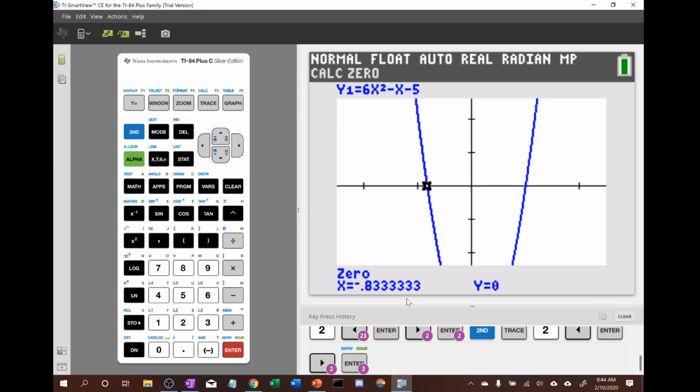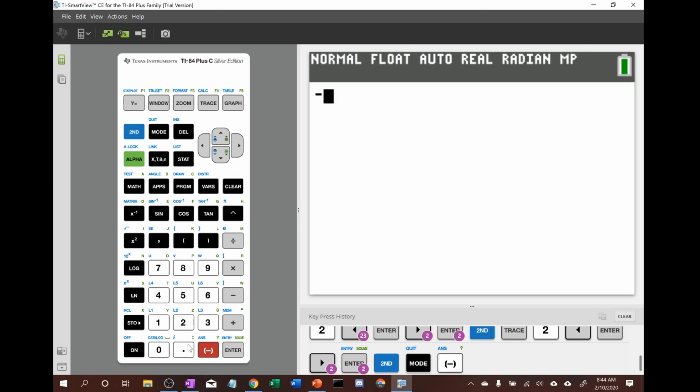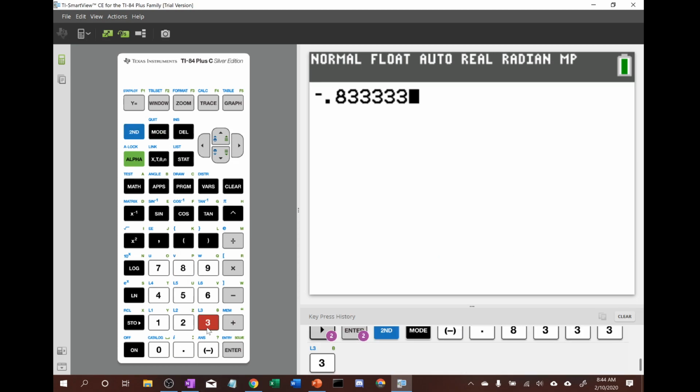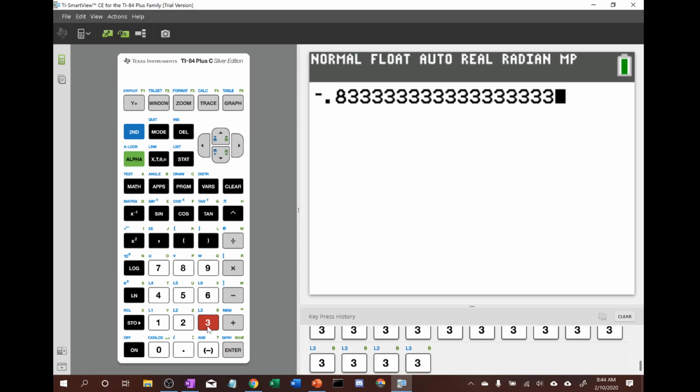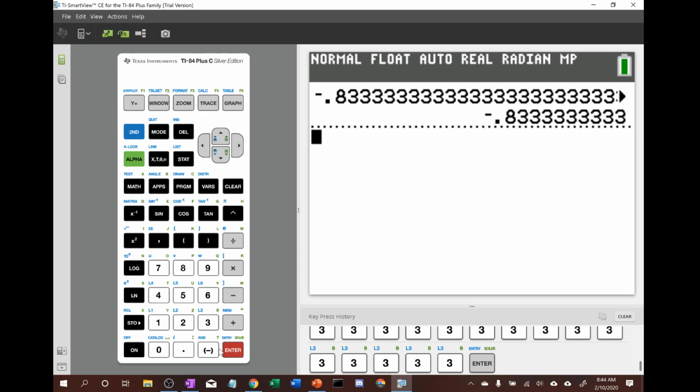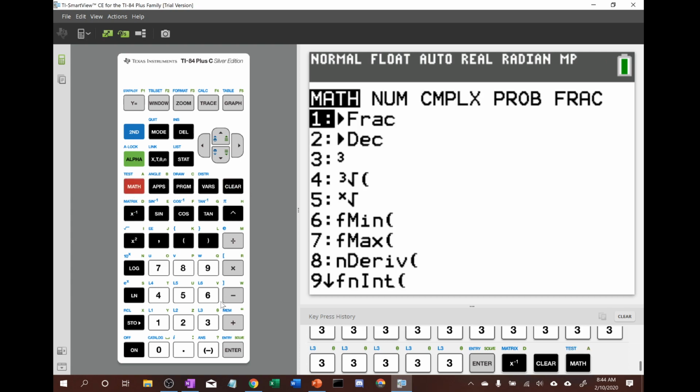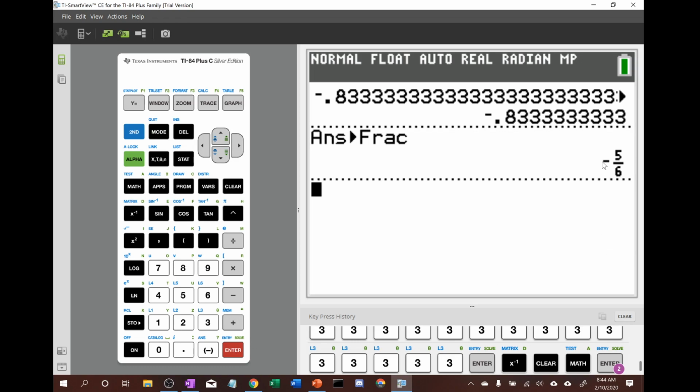Now, how do we turn negative 0.83333333 into a fraction without doing any work? Make sure you put that 3 more times than you think you'll need to. Okay, that was a bit excessive. But then hit math. Oops. Hit math. Enter. Enter. Negative 5/6. That was easy. Now let's find the other one.